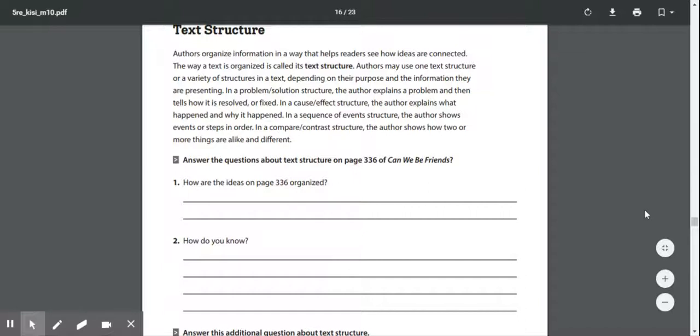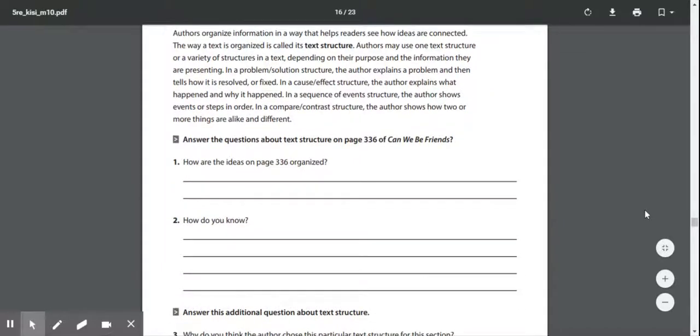We're focusing here on page 336 again. And the question is number one, how are the ideas on page 336 organized? So how did the author lay out those ideas? Was it a problem and a solution? Was it a cause and effect? Was there steps? Was there events that happened in order? How was that page laid out?